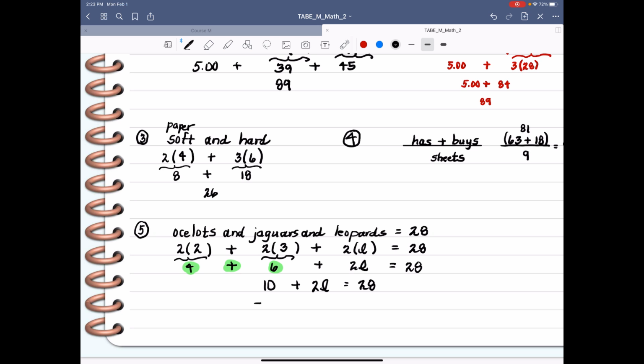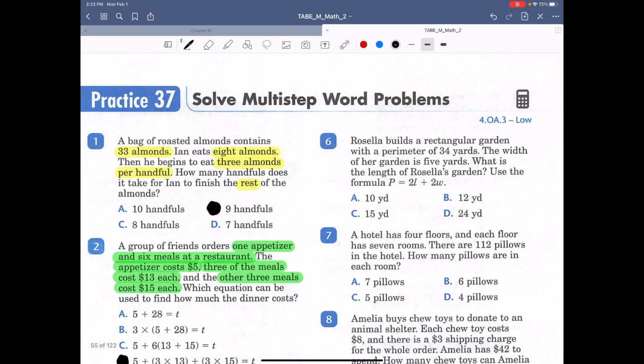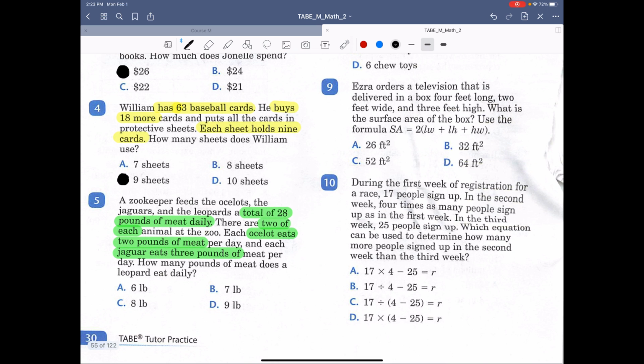So I'm going to move the 10. Cancel. So the 2 leopards eat 18 pounds of meat. So each leopard, 1 leopard, L, eats 9 pounds of meat daily. So number 5, I'm liking D. Each leopard eats 9 pounds daily.